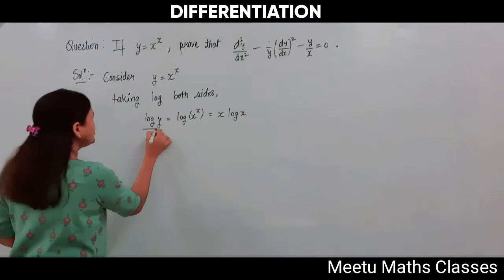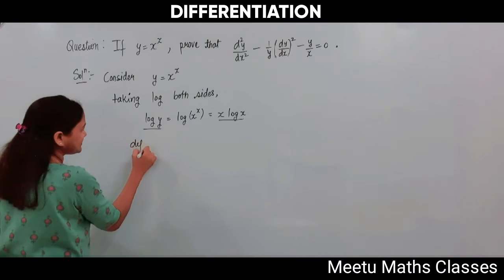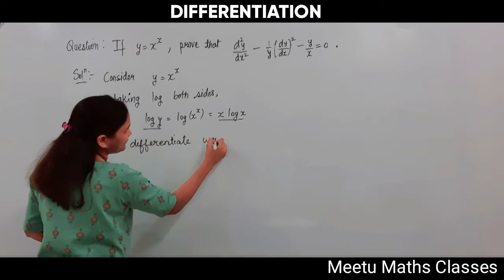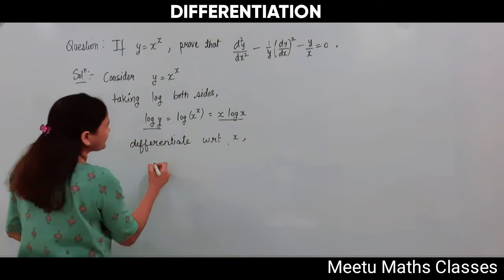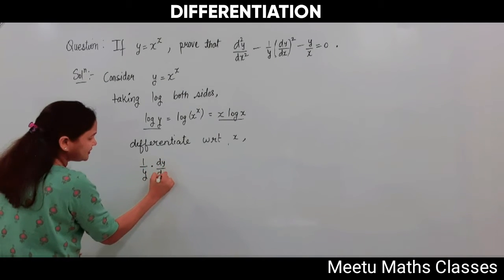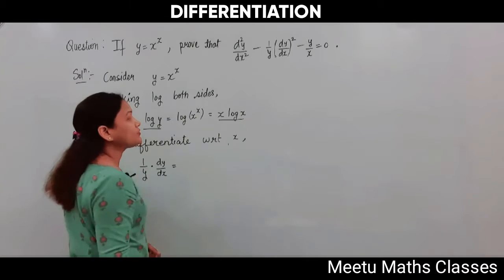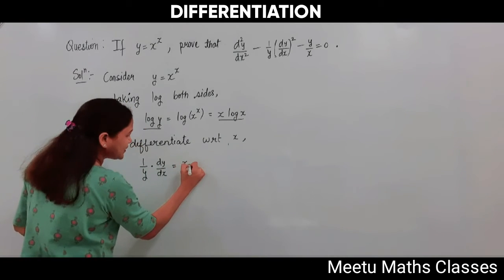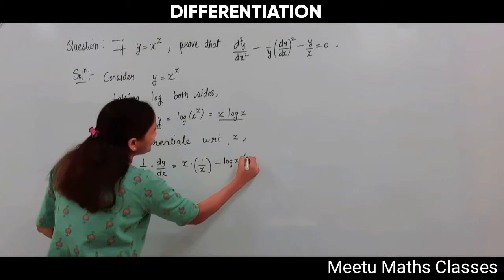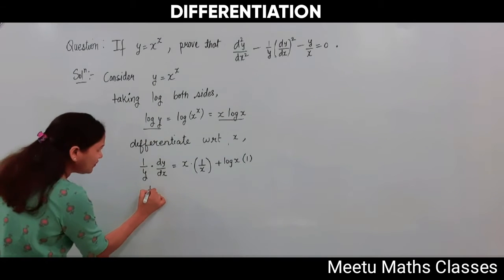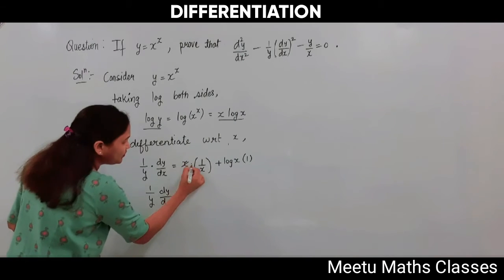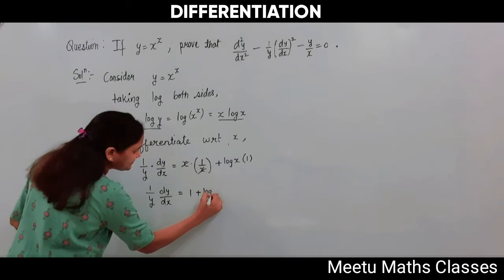Now differentiate your function with respect to x. We get log y का derivative 1 upon y and y का derivative in turn is dy by dx. यहाँ पर आप product rule apply करेंगे. First function as it is derivative of second plus second function as it is derivative of first. So 1 upon y dy by dx is equal to 1 plus log x.